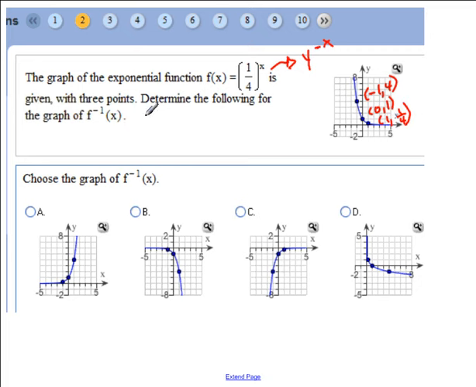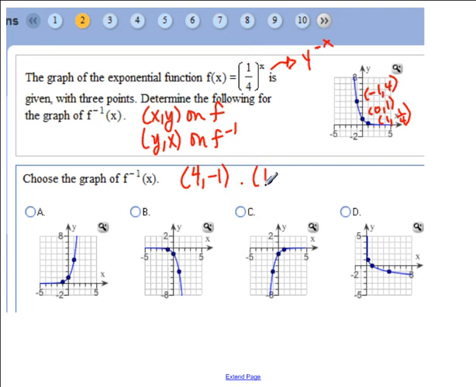Well, do you remember that if the point (x, y) is on f, the point (y, x) has to be on f inverse? Because the x and the y are interchanged on a function and its inverse. So what we're looking for is a graph of f inverse that contains the points 4, -1, 1, 0, and 1/4, 1. Now also notice that we have a horizontal asymptote at y equals 0 for the exponential function.